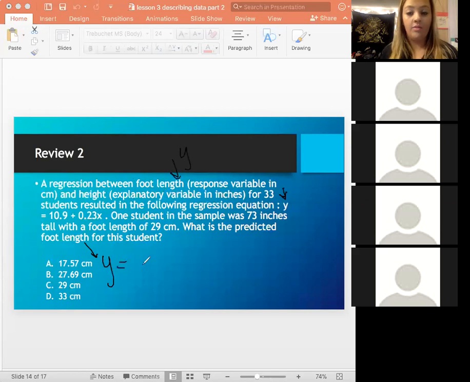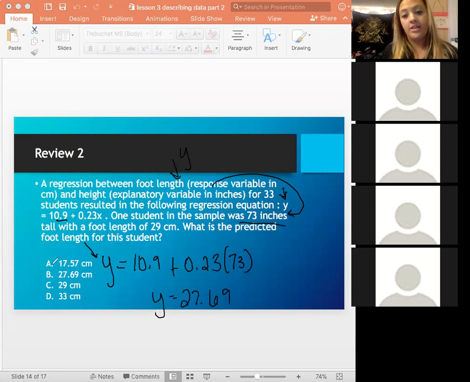So y equals 10.9, because that is our y-intercept, like it says right here, plus 0.23, and then we multiply by x, and x is our 73. That's going to be our explanatory variable, so 73 inches, that's where we get that. If you solve this out, you end up getting y equals 27.69, so our answer is B. We just had to solve that one out, that's all.